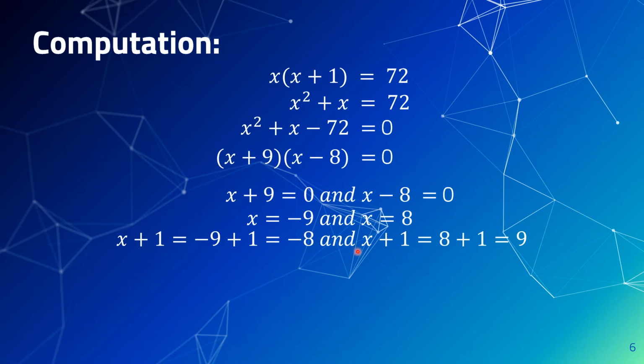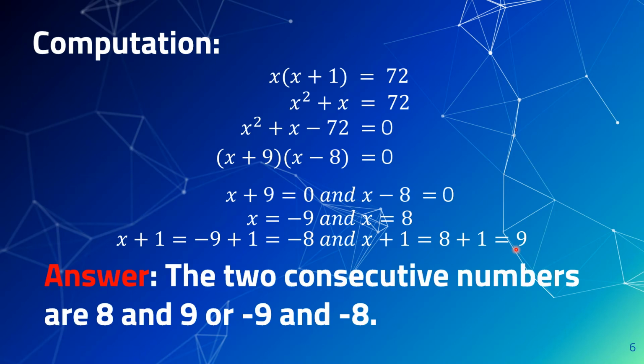On the other side, we have x plus 1 equals 8 plus 1. So 8 comes from the first value of x. This is the first number. Then we have here positive 9. Since we are looking for two consecutive numbers, as I have said, it can be both positive or both negative. Therefore, the two consecutive numbers are 8 and 9, or negative 9 and negative 8.